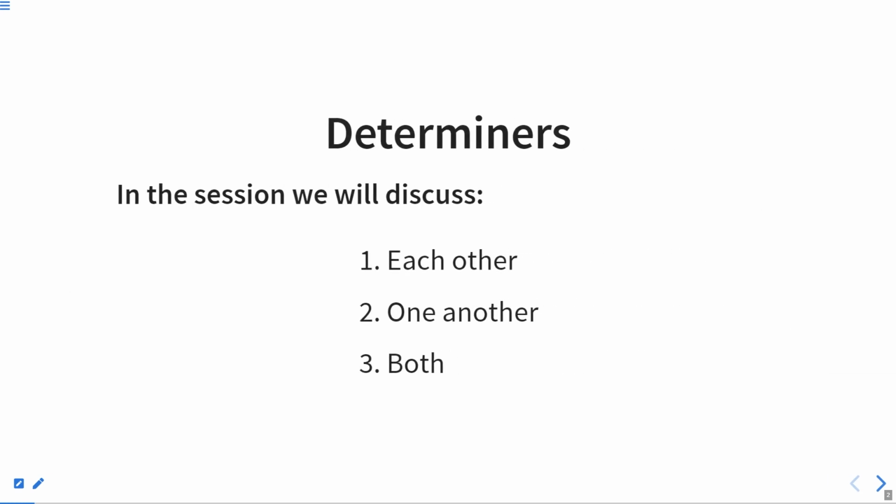In this session, we are going to discuss each other, one another, and then both. Now, both is a word which is exactly a determiner. But if we talk about each other and one another, in this, if you see the word each, that is a determiner. But each other is not a determiner, basically. One another is also not a determiner. But these are words which can replace a noun. That means they are pronouns.